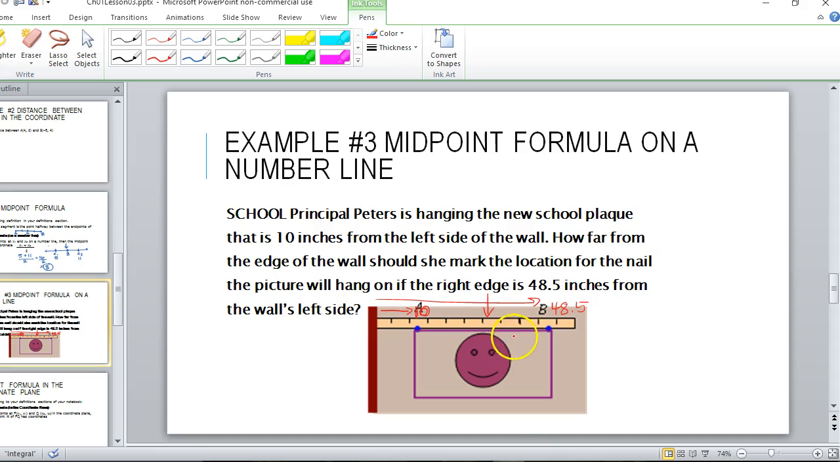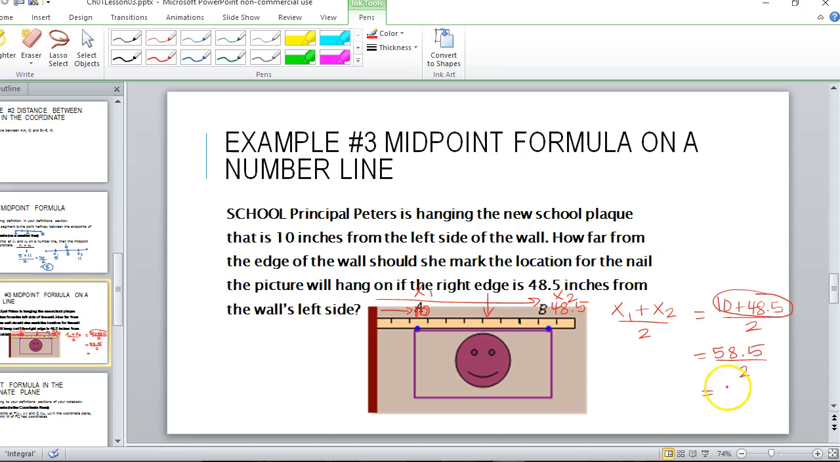Right, so let's do exactly what we did before. We know midpoint is x1 plus x2 divided by 2 on the number line. So let's make 10 be x1 and 48.5 be x2. So 10 plus 48.5 divided by 2. Remember, order of operations, we have to do the stuff that's on top first before we divide. Because the division bar is like a grouping symbol, we have to do the numerator first. So 10 plus 48.5 is 58.5. We can get the answer out. And then we'll divide by 2.